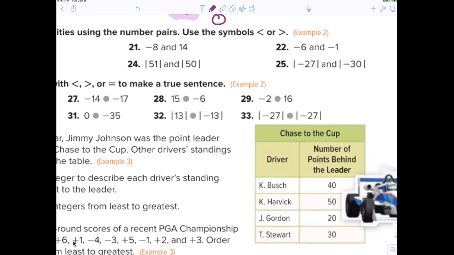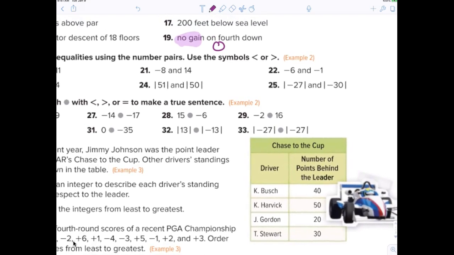Does anybody have any issues yet? I have a question on 19. Okay, let's go back to 19. In football, you can either go forward or you can go backwards. Going forward would be a plus. Going backwards would be a minus. So if you made a play and you didn't go forwards or backwards, you went how far? You went nowhere. 0.